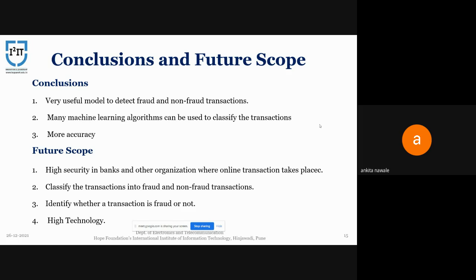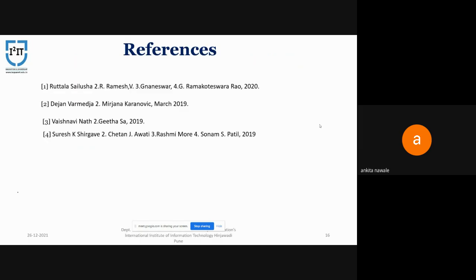So next, the references we took are Rutala Silusha, Dijen Varmejda, Vaishnavi Nath, and Suresh Srigev.